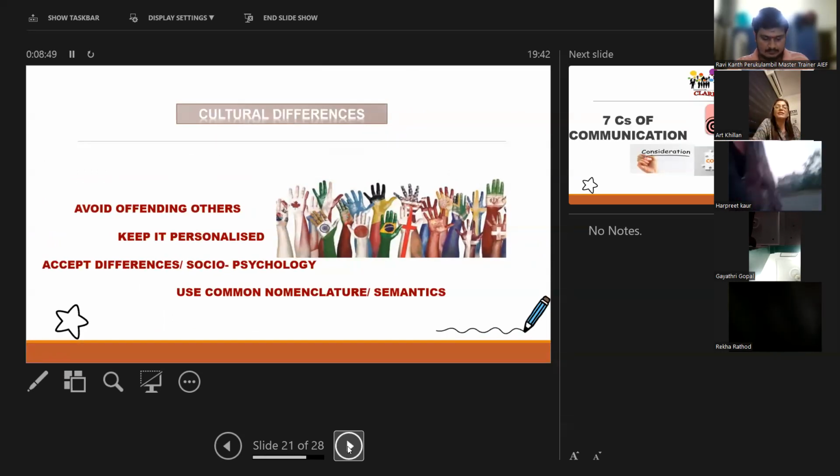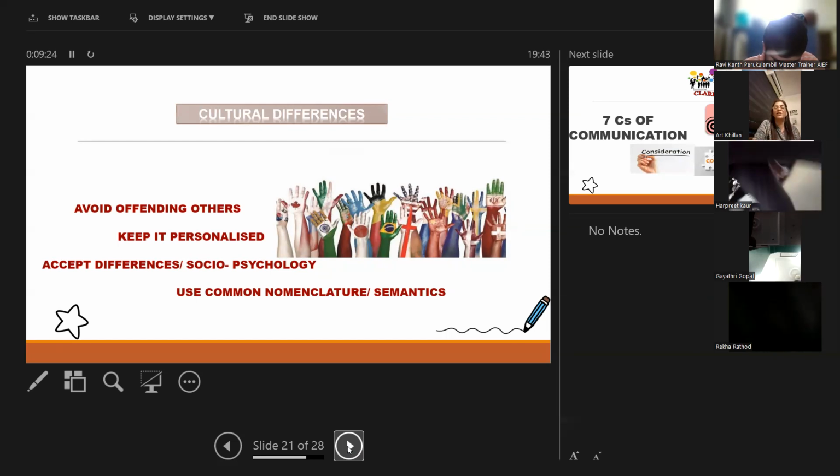Next one is cultural differences. Sometimes there are cultural differences. Okay, tell me. I want everybody to contribute. What do you understand by cultural difference over here? How do we avoid these differences in our workplaces? What do you understand by cultural differences? Why don't we have to keep things personalized? Why are there a few whom we feel very close to and there are others with whom we don't want to discuss anything?